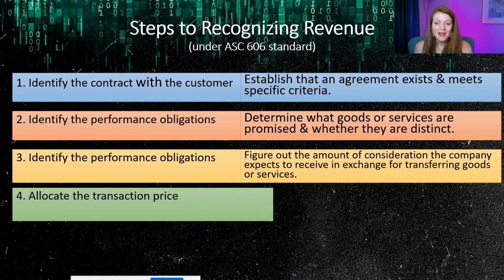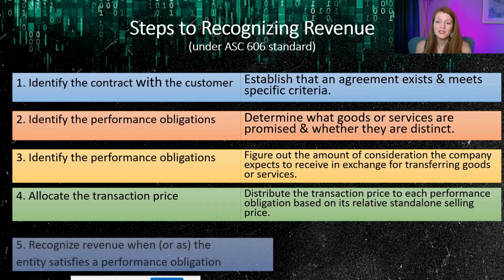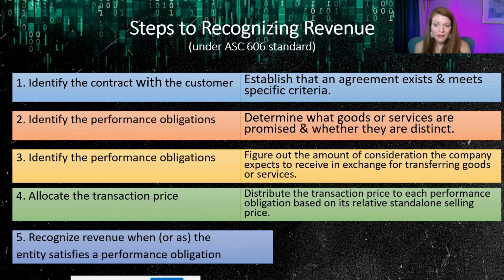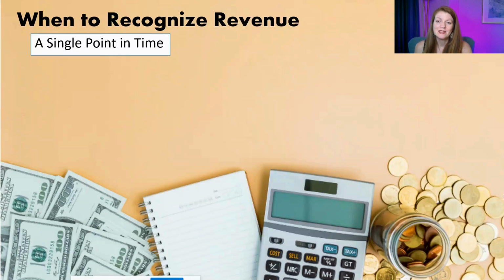Our step 4 will be to allocate the transaction price. So we distribute the transaction price to each performance obligation. So if there's multiple performance obligations, it's not just buying a pair of shoes, then we want to base it on relative standalone selling price for each one of those. Then we want to recognize revenue when, or if it's over time, as the entity satisfies a performance obligation. So that's when revenue is recognized: when control of the good or service is transferred to the customer. It may be at one point in time or it may be over a period of time. So we're going to see lots of examples of all of these.